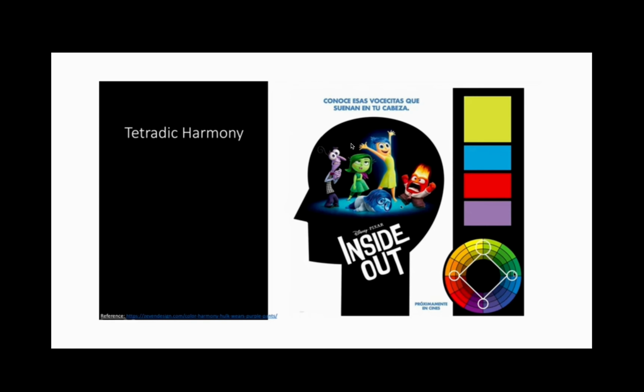The tetradic harmony, again, this is 4 colors equidistant on the color wheel. The reason that this one works specifically is because it's in a space and it's not overpowering it. So it has black and white to break it up. So when you're using this sort of color combination, you want to make sure that it's not going to overpower your movie poster.